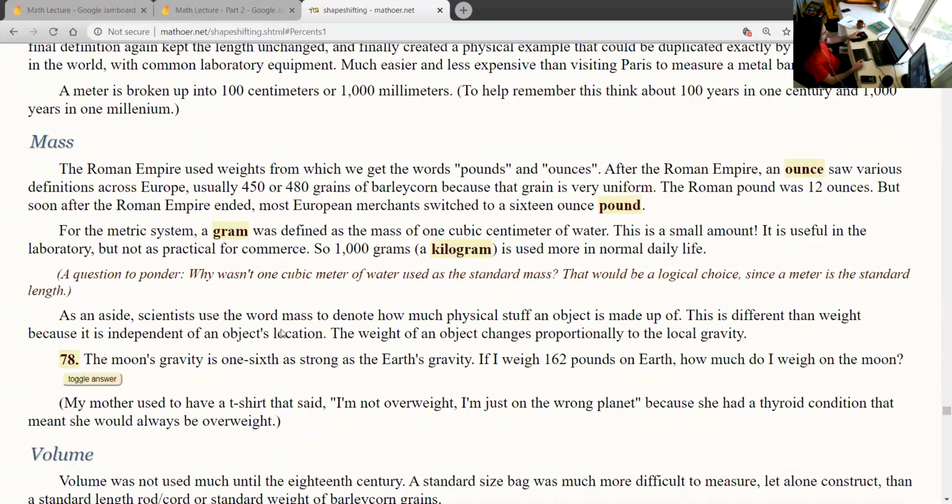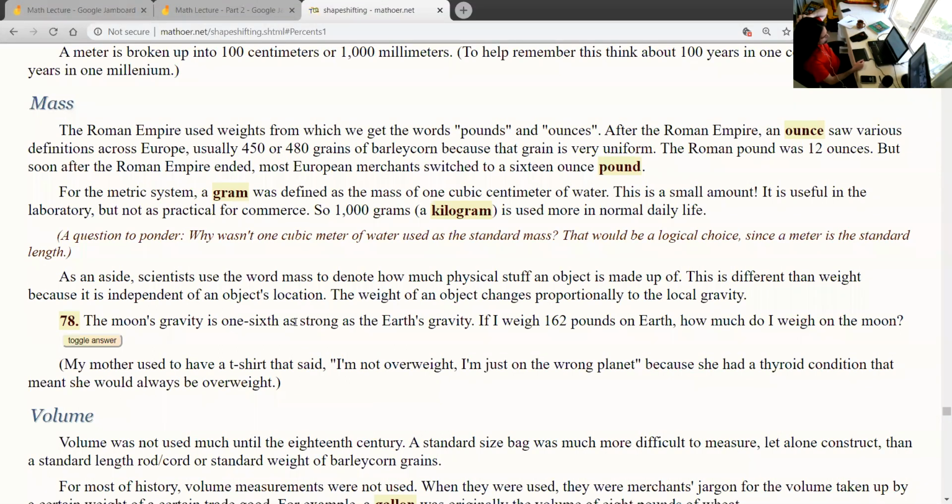No, okay, mass. So the Roman Empire needed to measure mass for trade, right? You wanted to buy the right amount of wheat or barley or wool or whatever. So they had the words from which we get pounds and ounces. And after the Roman Empire fell, an ounce saw various definitions. It was usually either 450 or 480 grains of barley corn. Compared to other plants, barley corn grains are very uniform. My pile of barley corn will weigh the same amount as your pile of barley corn. We know the merchant isn't cheating us.